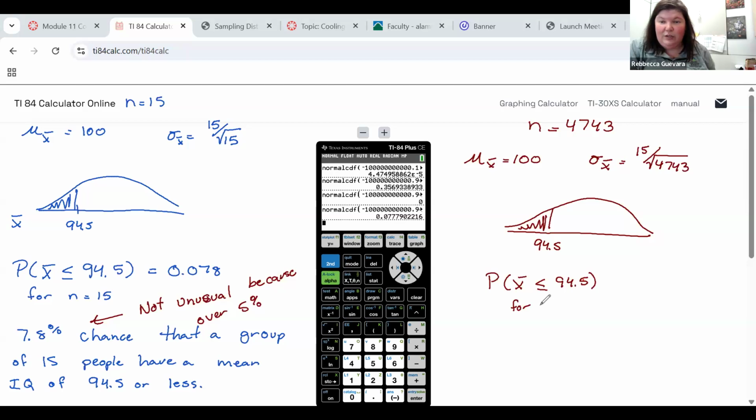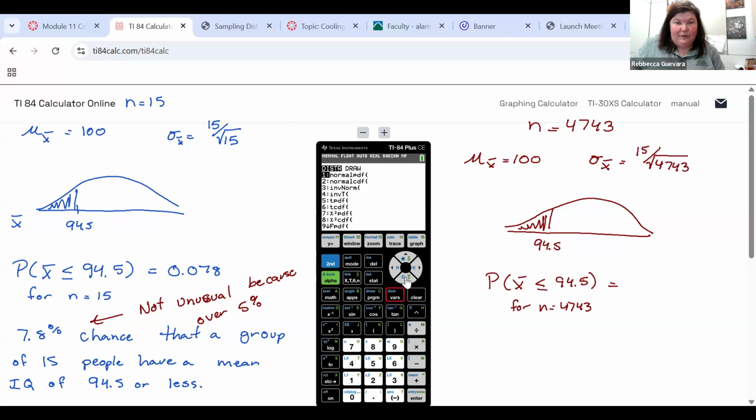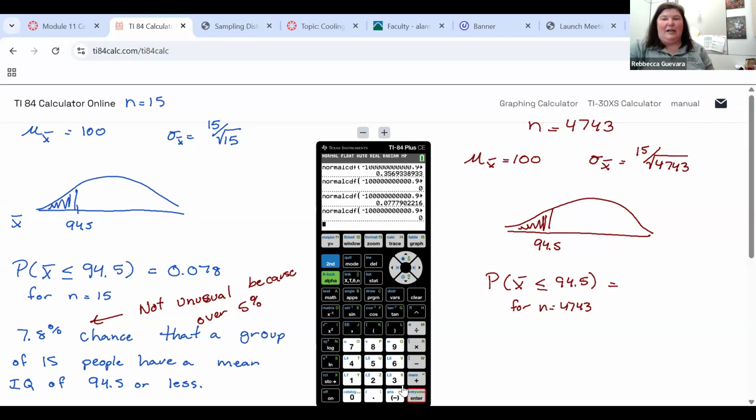And once again, I'm going to put here, for this particular sample size, my standard deviation is much different now because this is going to be very, very small. If I plug this into my calculator, because I'm not changing too much, I've still got the same boundary, the mean is still the same, except the standard deviation I have to change. So now dividing by the square root of 4,743. And here I get 0. Well, I'm not going to say 0, I'm going to say almost 0, because there's still a small chance.